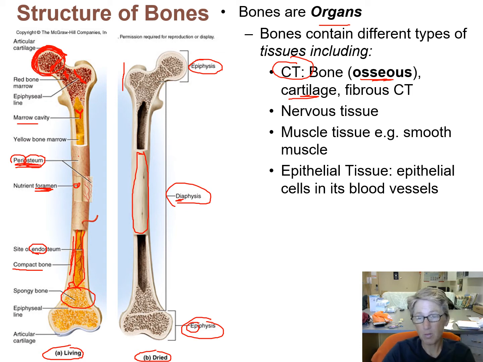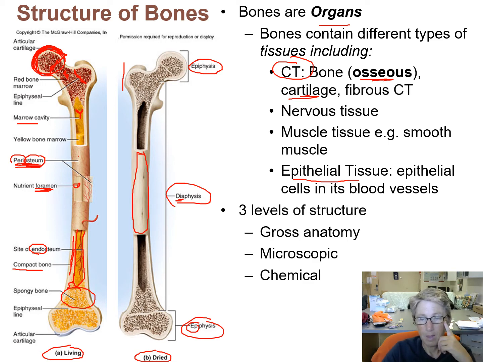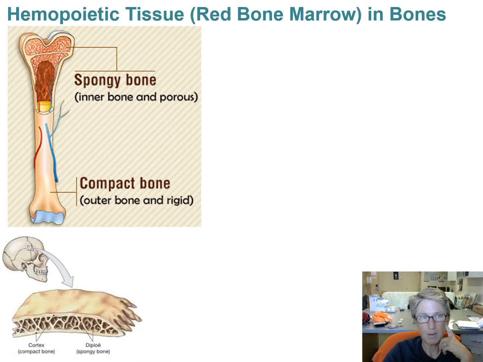Also, lining the inside of the blood vessels are epithelial cells, and specifically because they're inside the blood vessel, that type of epithelium is called an endothelial cell. And then there's 3 levels of structure in the bone. You can look at the gross anatomy, which is what we're looking at here in this cartoon. You can look at the microscopic anatomy, and we'll look at all the cool way that the bone is organized microscopically. It's really fascinating. And then the chemical level. So what's bone made of? If you thought of things like calcium, you'd be right.